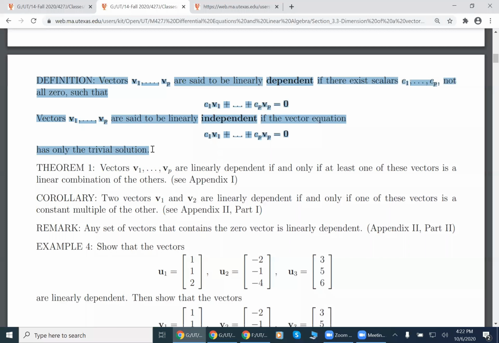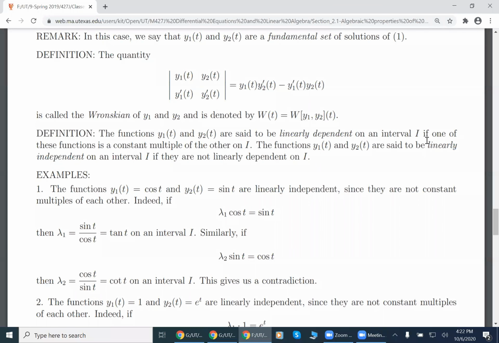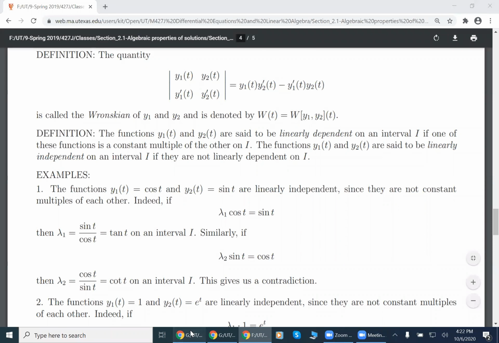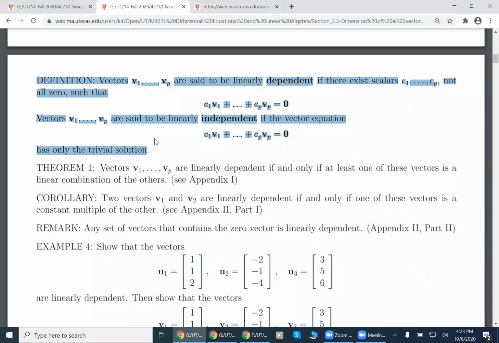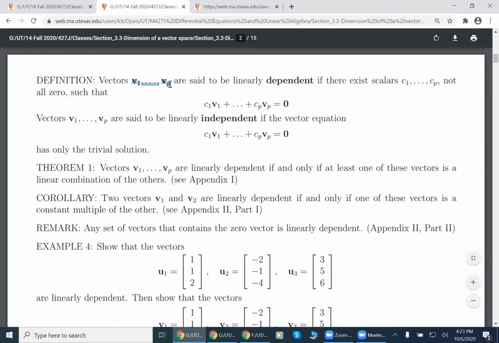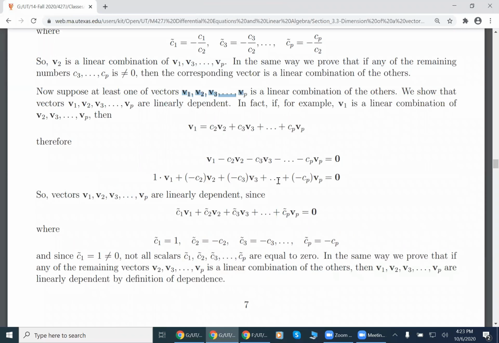These two definitions look very different. Here we say dependent if one is a constant multiple of the other. Over here we are talking about solutions of this equation. So is it the same or not the same? Look at the corollary. This corollary says that this definition, in the case when we have only two vectors, implies the following. Two vectors V1 and V2 are linearly dependent if and only if one of these vectors is a constant multiple of the other. We show it in Appendix 2, Part 1.